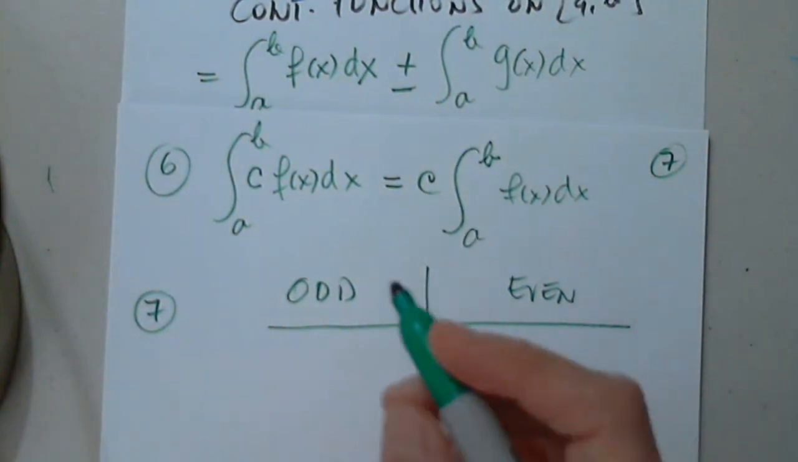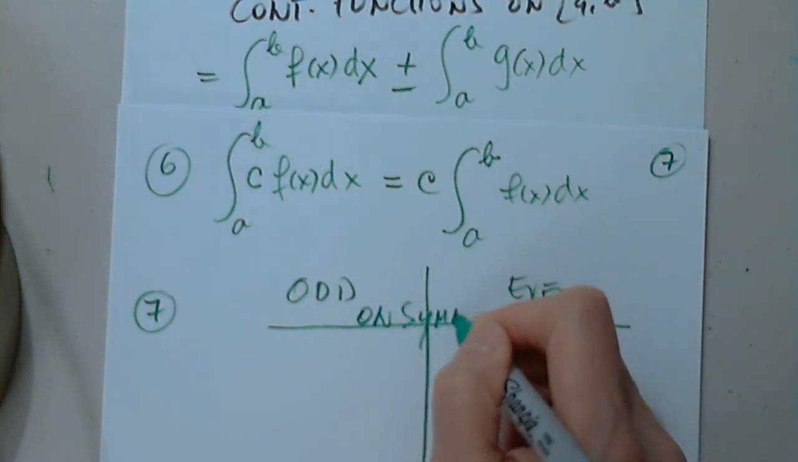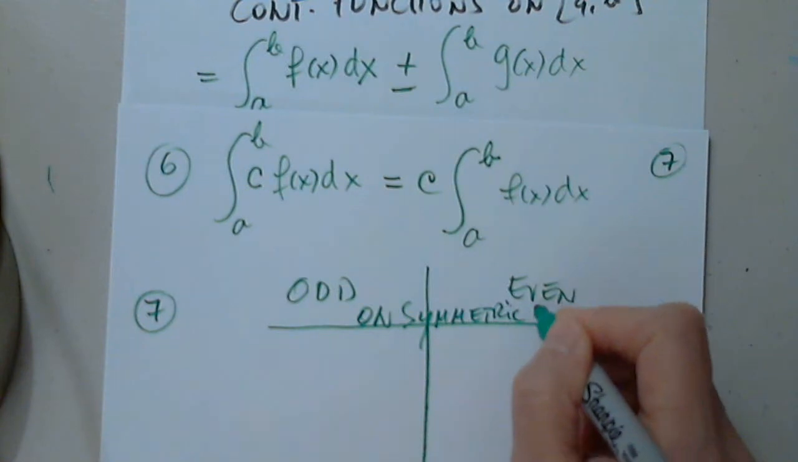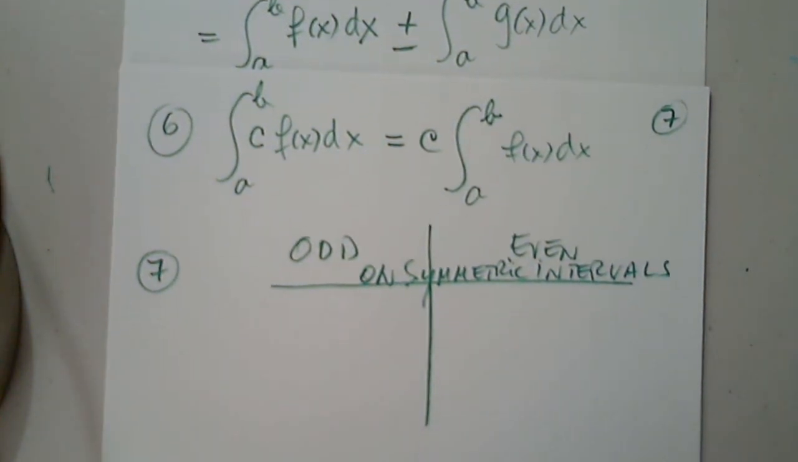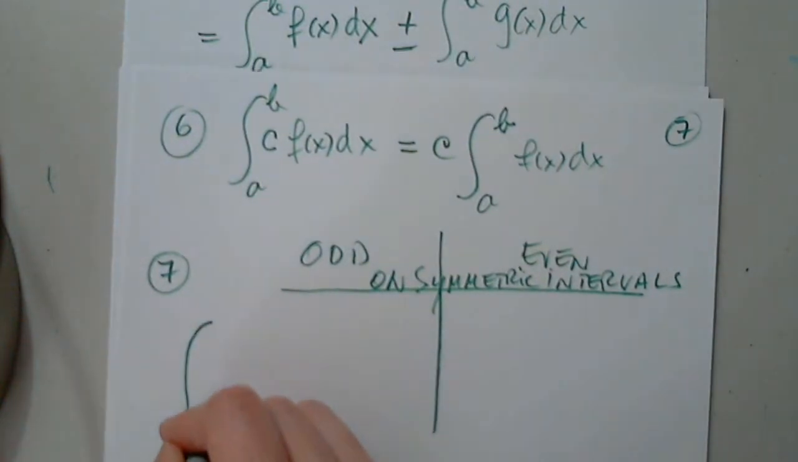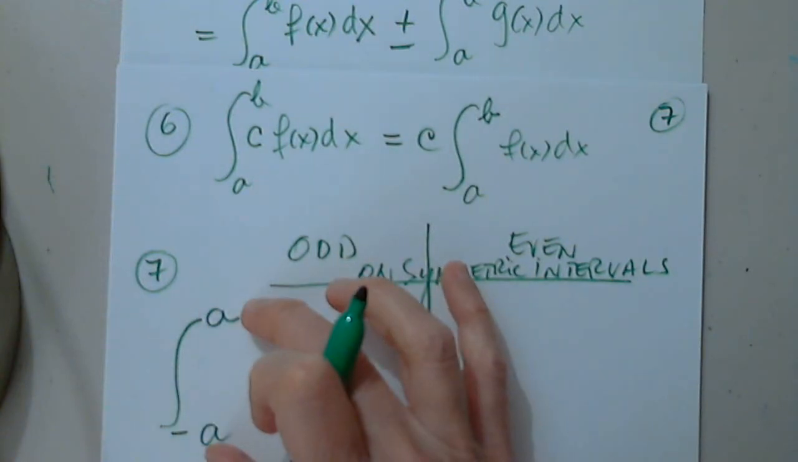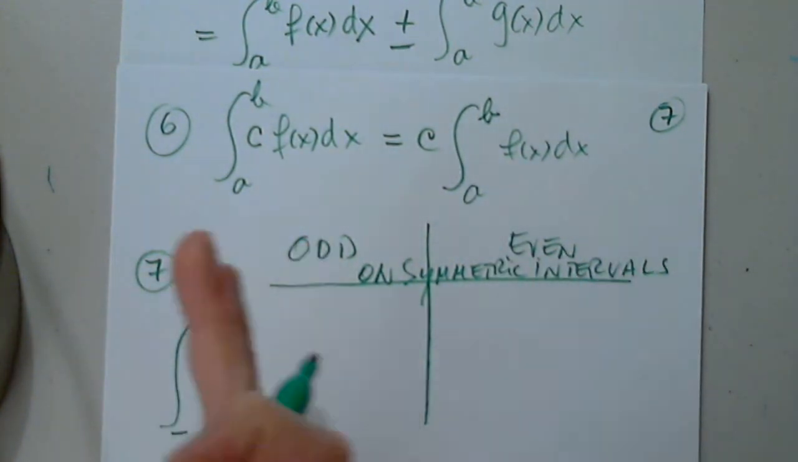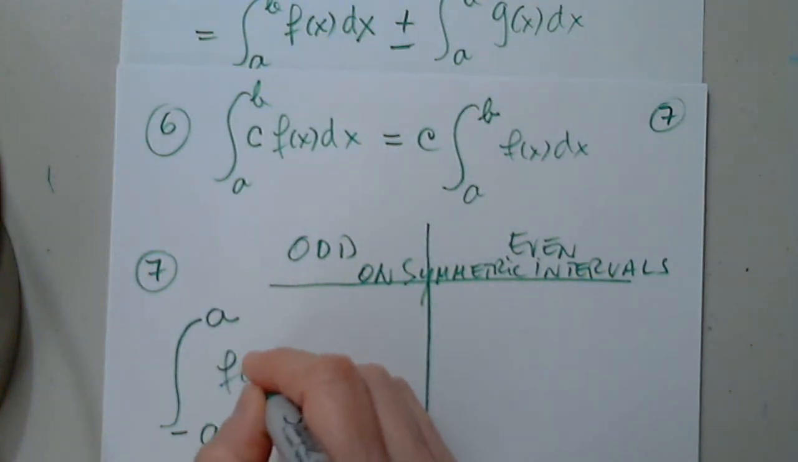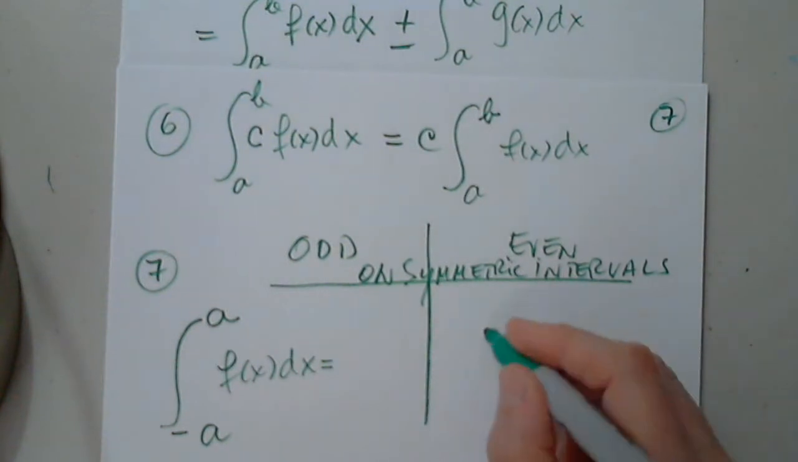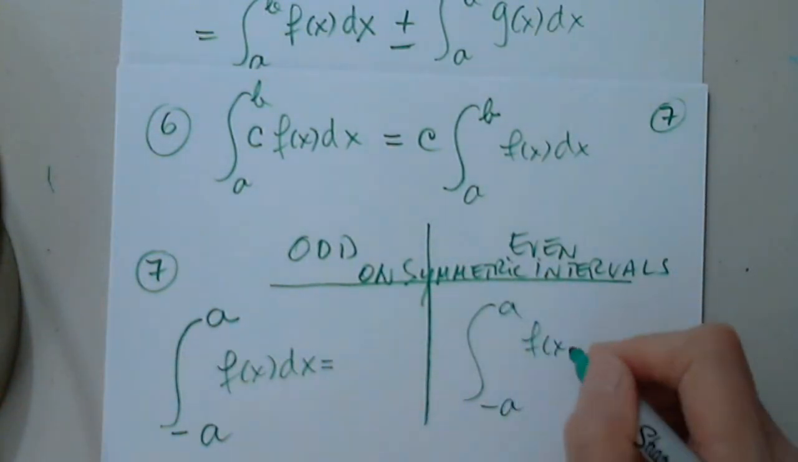And not only odd and even, but on symmetric intervals. Here's what I mean by that. The integral from negative a to positive a, this is a symmetric interval around 0. From negative 5 to positive 5 or negative 2 to positive 2, of f of x dx. And the integral, of course, from negative a to a of f of x dx.